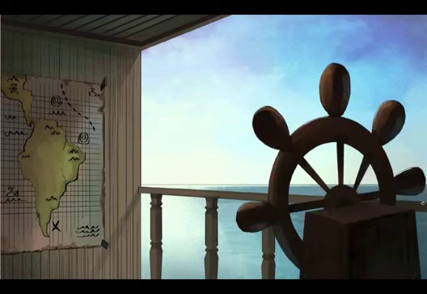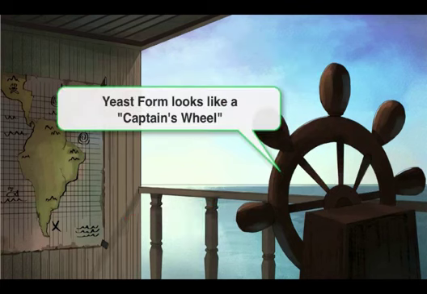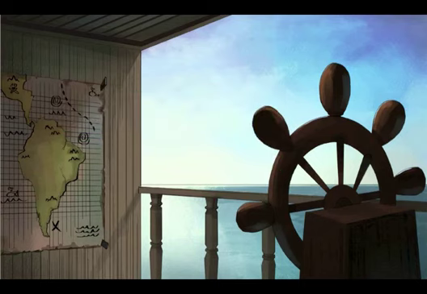So take a look at this captain's wheel and notice how the handles of the wheel are rounded and bulbous shaped. And this is exactly how the yeast form looks like in the lungs. If there's a yeast form, then there must be a mold form. And there is. So that makes this fungi dimorphic, just like all the other systemic mycoses. They take the mold form in the environment and assume the yeast form in the body, mold in the cold, yeast in the heat.